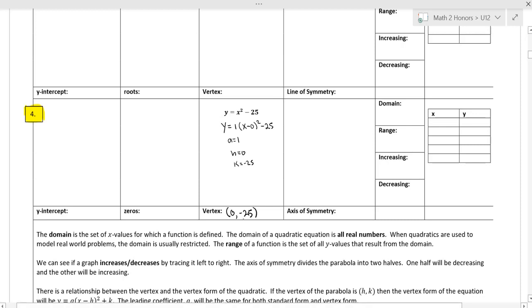Also, from the vertex, you can get the axis of symmetry, which is the x value of the vertex. So you want to know how all this stuff is related. And so the axis of symmetry is x equals 0. So that's the center of our graph. Also notice that a is positive. It tells us our graph is opening up.